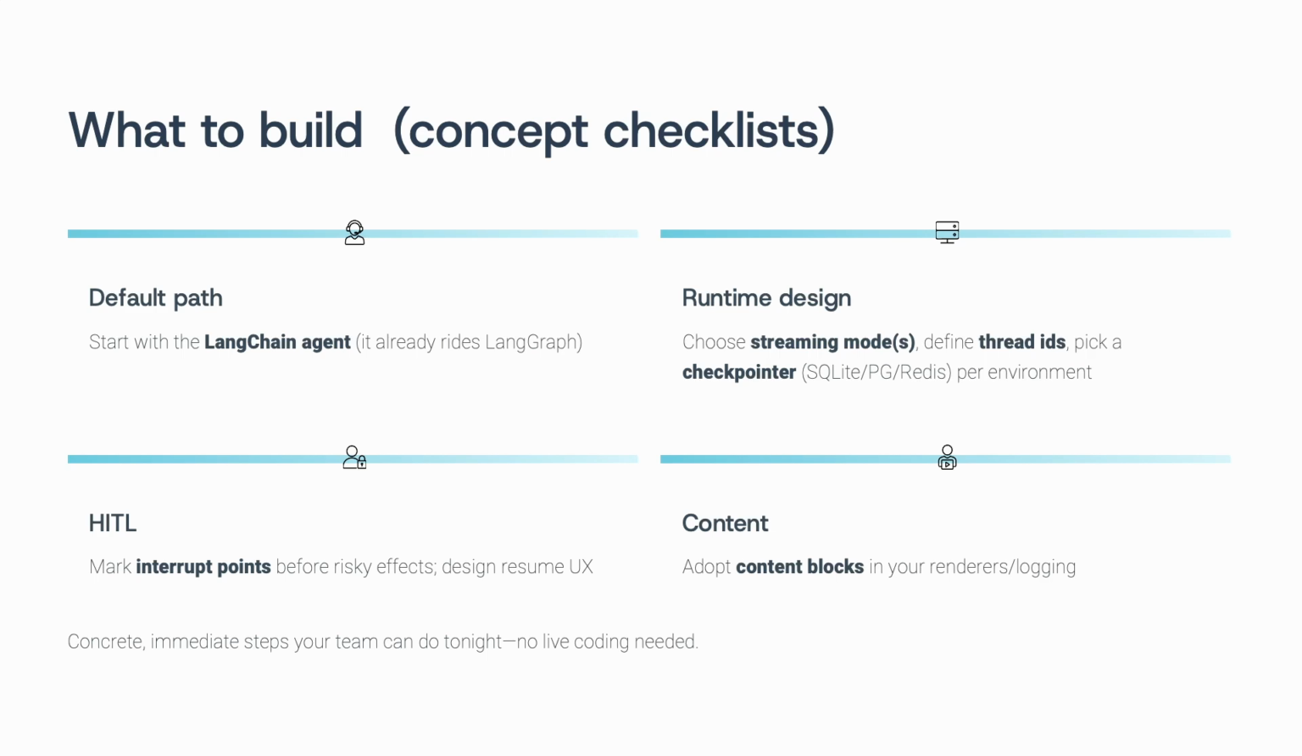So for people that are defining what to build, right? If you're new, the default path, start with LangChain agent. It's already in LangGraph, right? It's basically the LangGraph small agent inside of there. For your runtime design, right? You can choose your modes, define thread ID, or pick a checkpointer, right? If you're running local, you can use SQLite as a checkpointer. But if you have the opportunity to throw in a Postgres database, you can get something that's more production ready.